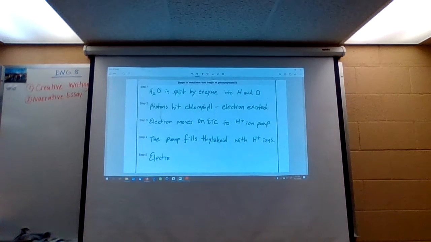So what happens is that the electron loses energy, and so it moves to, and I'm just going to write photo 1. So it's lost its energy, and now it's got to go moving on. It can't power the pump anymore.